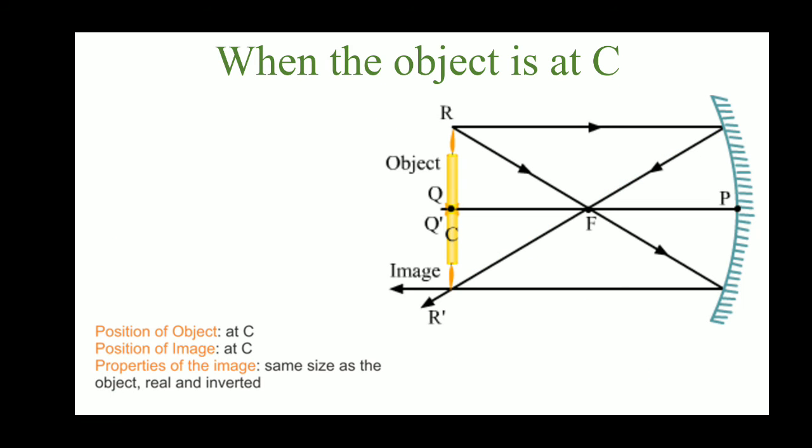So this is another way, the same thing with the candle flame. Object is at C, image is at C, same size, real, inverted. Are you clear, children? Shall we move to the next one? Next, where do I have to move? I came from infinity, beyond C, to C. I think now next I have to move between C and F.